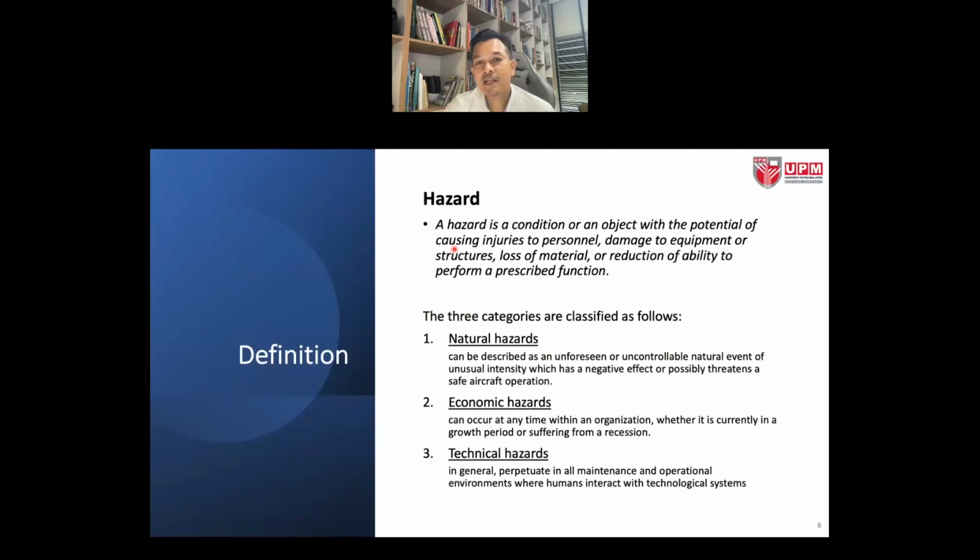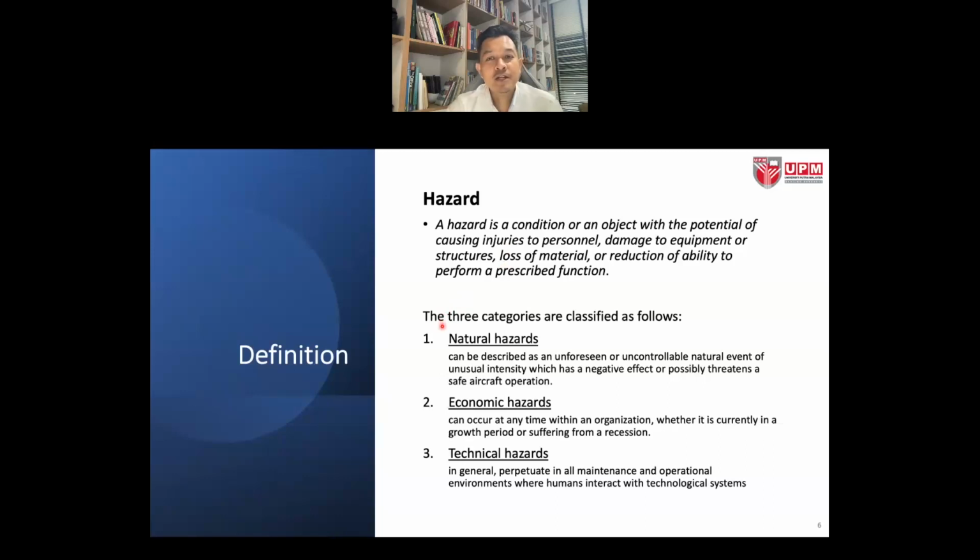A hazard is a condition or an object with the potential of causing injuries to personnel, damage to equipment or structures, loss of material, or reduction of ability to perform a prescribed function. As I said, you can also look into other sources of definition for hazard, but it will not run away from the one being shared tonight.